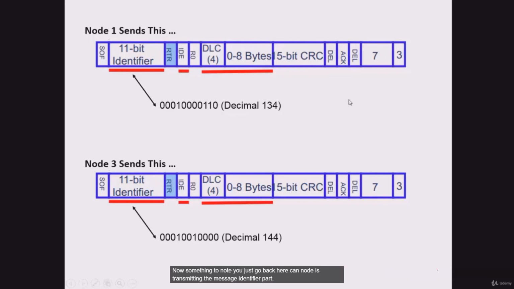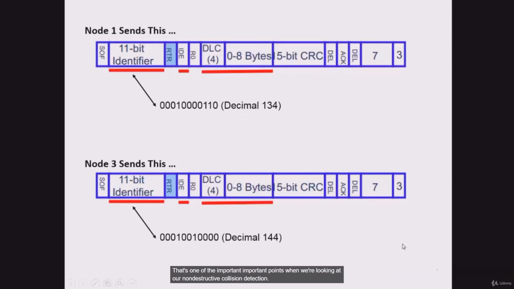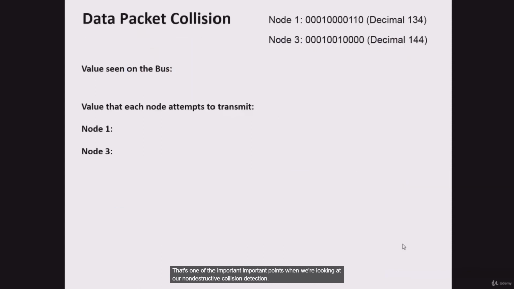Now, something to note, let me just go back here. When a CAN node is transmitting the message identifier part, what it does, it will send a 1 or a 0, whatever bit it wants to send, onto the bus. Then it would read back the value of the bus to see if that bit was sent properly. That's one of the important points when we're looking at our non-destructive collision detection.